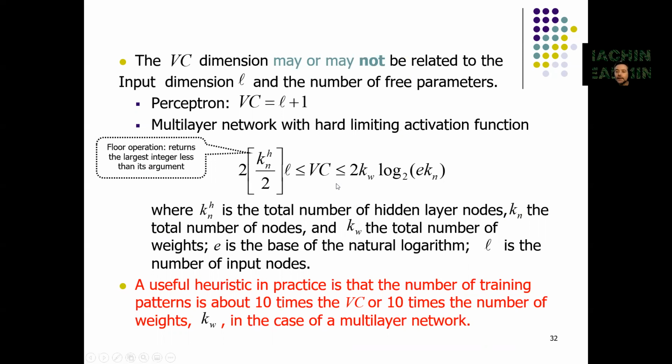And the practical advice is that you need to have at least 10 times the number of weights if you want to train a network successfully, for example. Okay, in terms of training patterns, 10 times the VC dimension, 10 times the number of weights. Because as I said, the VC dimension is not so easy to find. So this is the lower limit in a sense when it comes to training.